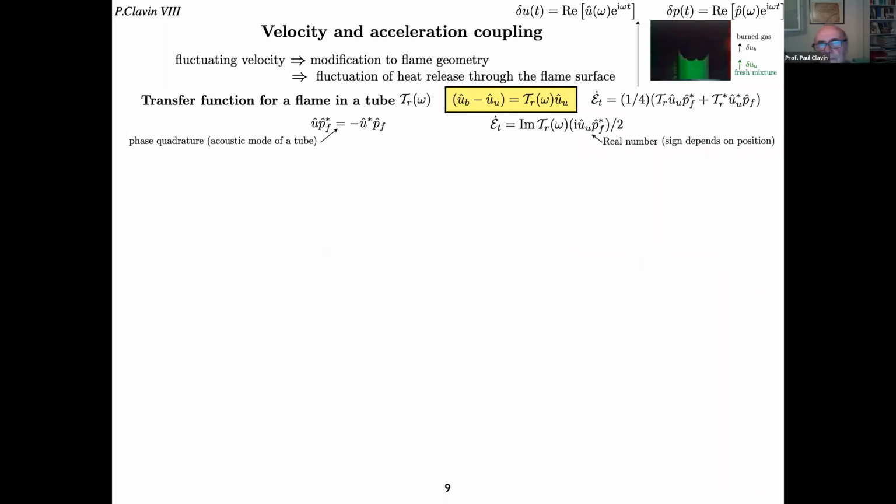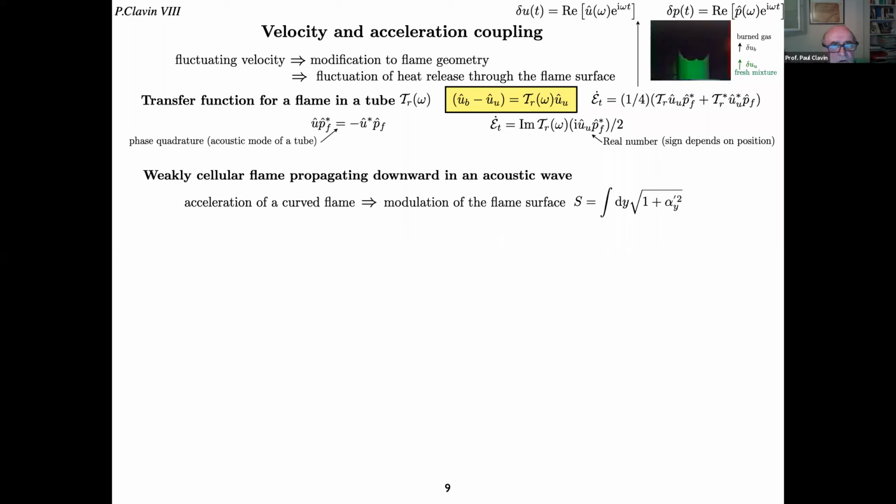Okay, forget about the detail. It's not necessary. For a weakly curved flame, it turns out that the surface is just what is sketched here. So now the fluctuation of heat release integrated across the flame brush is simply proportional to the relative increase of the surface of the flame divided by the cross-section area.